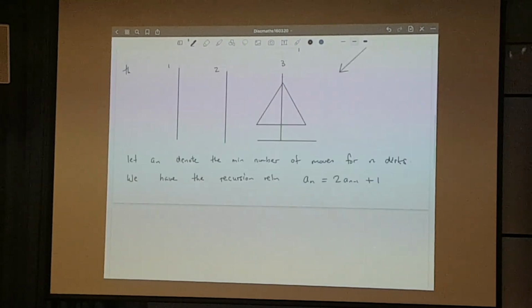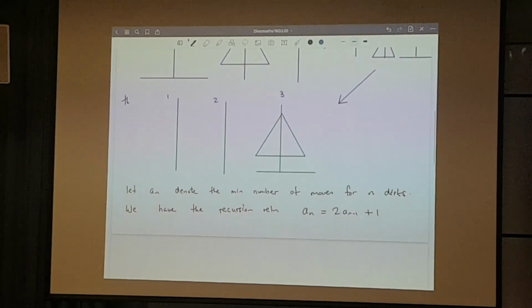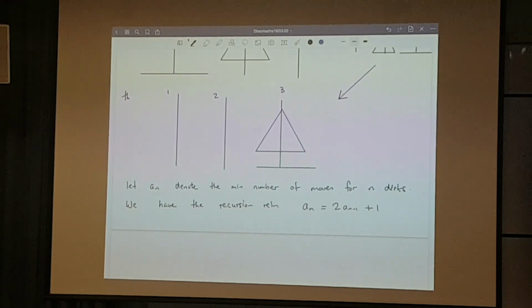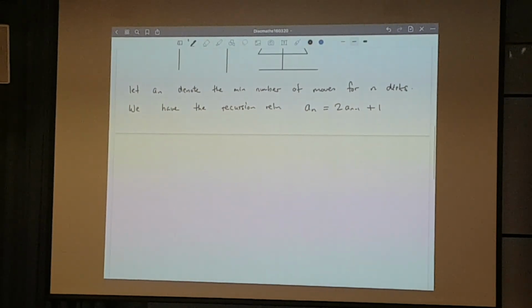But before that, why is this called the Tower of Hanoi? It's because it was actually created by a mathematician. This puzzle was written down in this form in 1883 by Edouard Lucas.